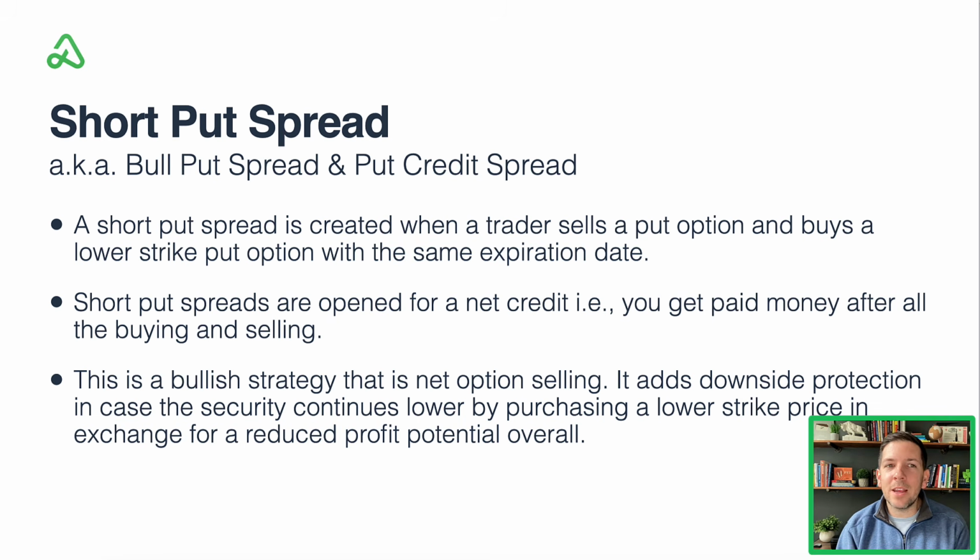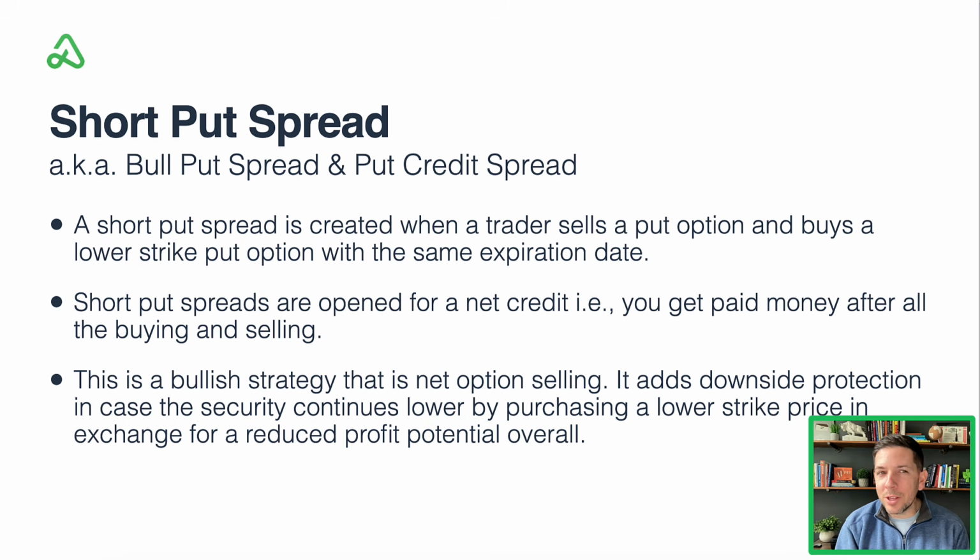First one that we'll look at here is a short put spread. This is also known as a bull put spread or a put credit spread. So it's a short put spread where you sell a put option and then you buy a put option at a lower strike of the same expiration. Now, the goal in doing this is you are going to be a net option seller, which means that you get paid money, you get a credit for entering this type of position.